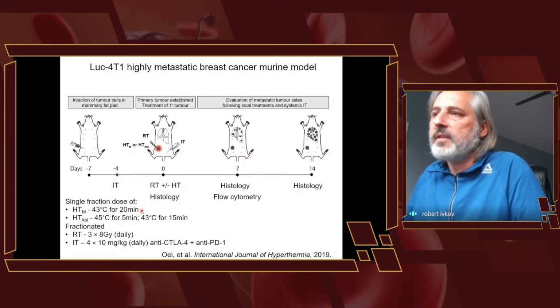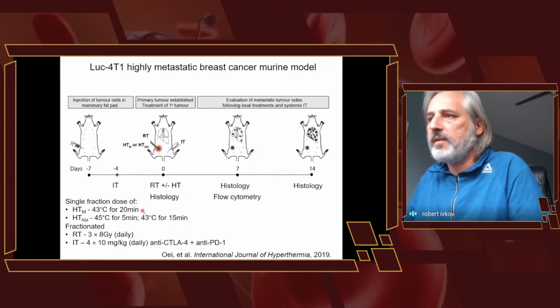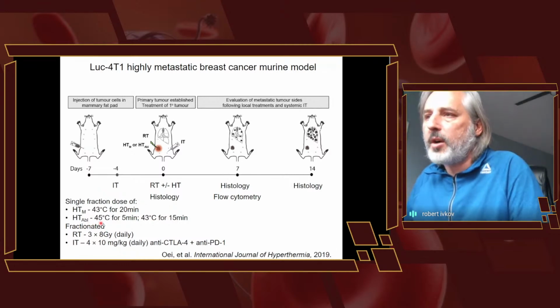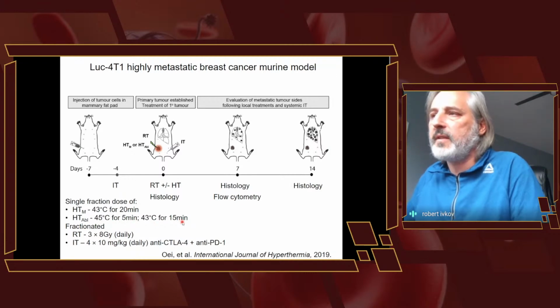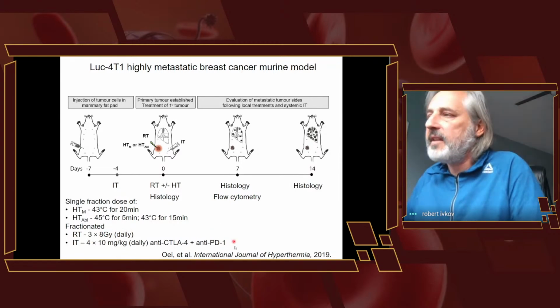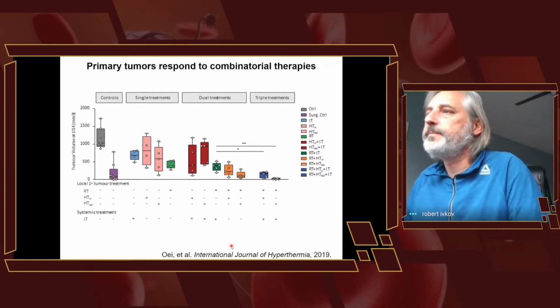The treatments, local hyperthermia or MHT treatments, were mild hyperthermia, so 43 degrees C for 20 minutes, using the methodology that I already explained. We also tried a partially ablative, where we went up to 45 degrees C for 5 minutes and then dropped the temperature down to 43 for 15 minutes. And then the radiation, and then the immune checkpoint inhibitor, and then various combinations of those.